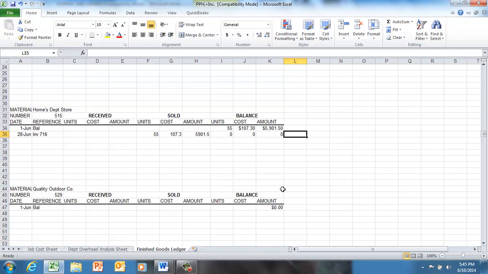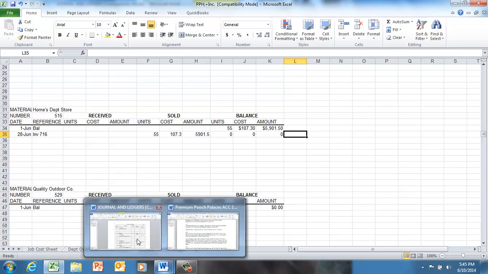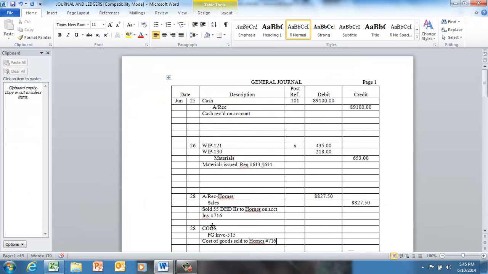Now I'm going to go back to my journal entry, and for this cost of goods sold debit, I got $5,901.50, and my finished goods inventory credit, $5,901.50, and I can also put an X in my post reference column to show that I posted it to the finished goods inventory. This concludes part 3.